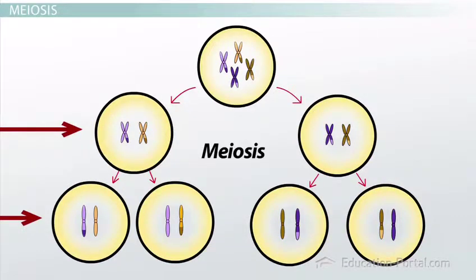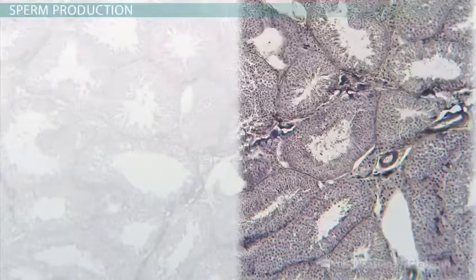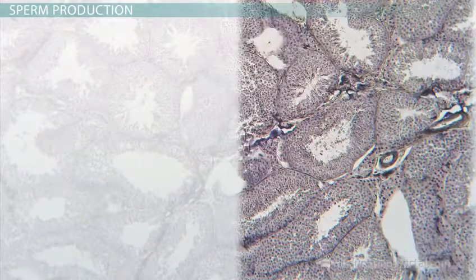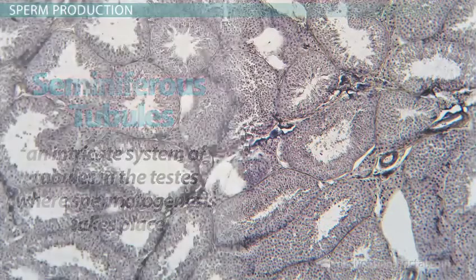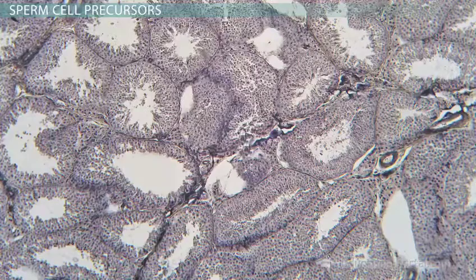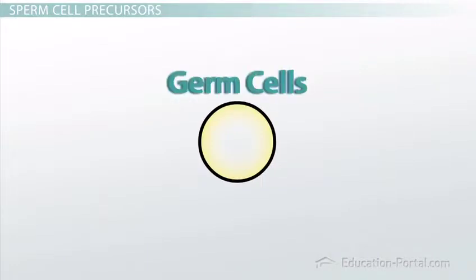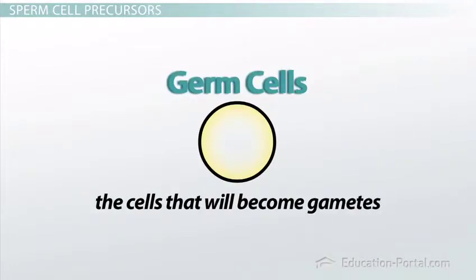a single diploid cell. In humans, spermatogenesis takes place in the seminiferous tubules, which are an intricate system of tubules in the testes where spermatogenesis takes place. The seminiferous tubules of an adult human male can sometimes produce over 100 million sperm per day. In order to produce such a huge number of sperm, the tubules contain a very large and active population of dividing, self-sustaining germ cells, which are the cells that will become gametes.